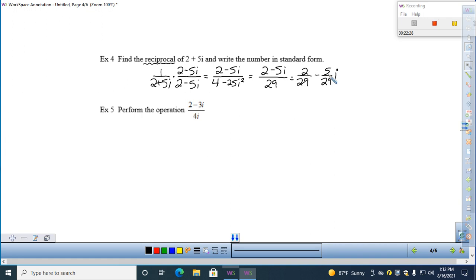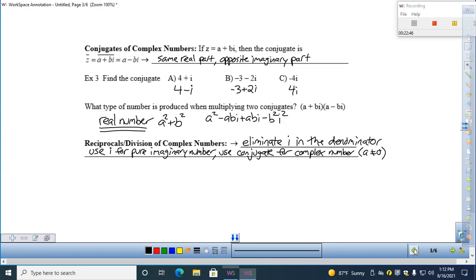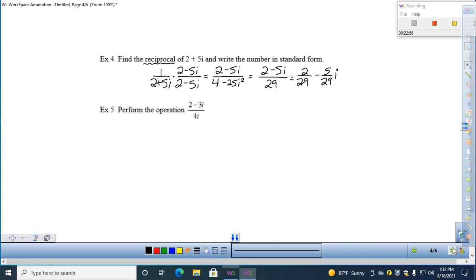Okay, on to example 5. Perform the operation. So here again, we have division. 2 minus 3i divided by 4i. And all I'm going to focus on is just getting rid of the i in the denominator. So as it said on my last board, for a pure imaginary number, where again a is 0, I'm just going to use i. So you can use a conjugate. It is simpler for a pure imaginary number just to use i. Because remember, the goal is just to turn this into a real number on the bottom. Once I do that, problem solved.